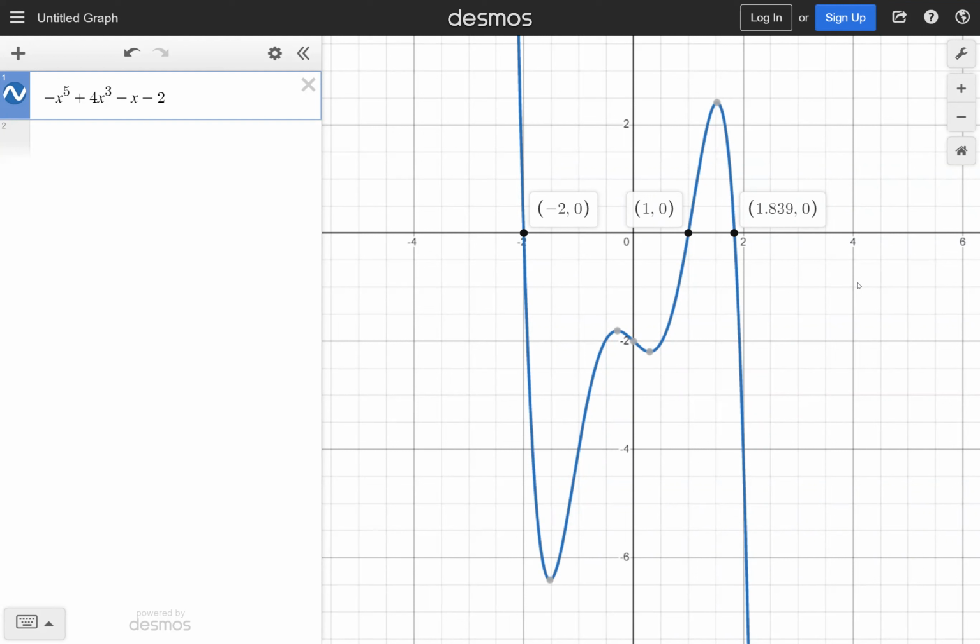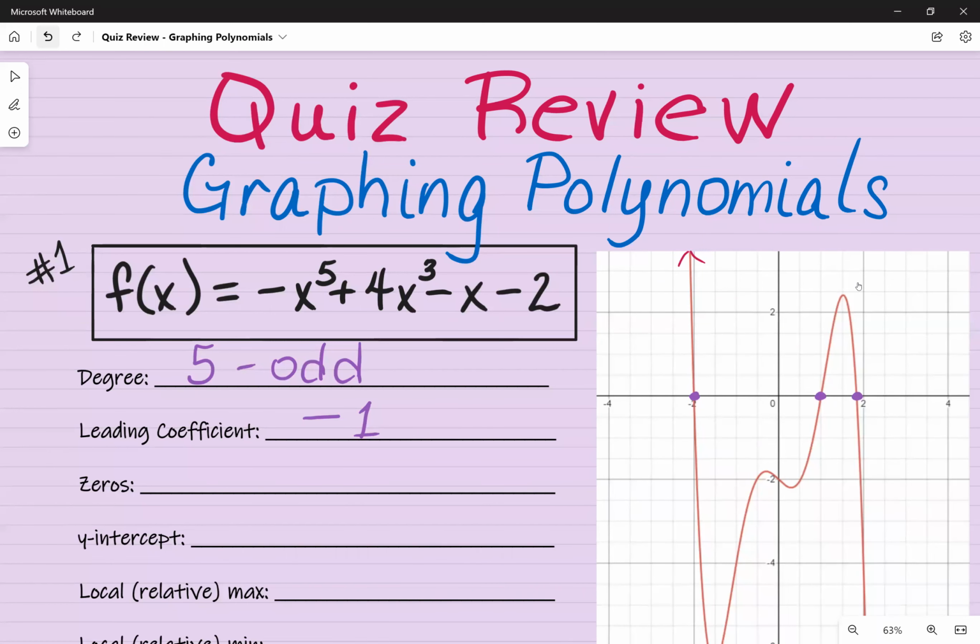So as I stated before, I see that I have 3. So they're at -2, 1, and 1.839. So that's what I'm going to write over here. And I like to write mine in a set format, but you don't have to. -2, 1, and 1.839.